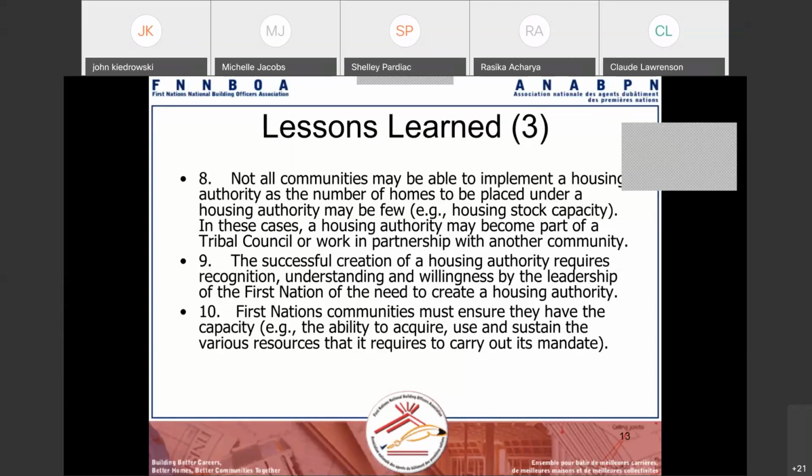So number 10, First Nation communities must ensure they have the capacity, the ability to acquire, use, and sustain the various resources that it requires to carry out the mandate. Housing authorities in many of the communities, and it relates to the size, may have a challenge acquiring the proper capacity. That is, hiring somebody who can manage a housing authority, or hiring outside experts such as accountants to come in to provide audited statements.